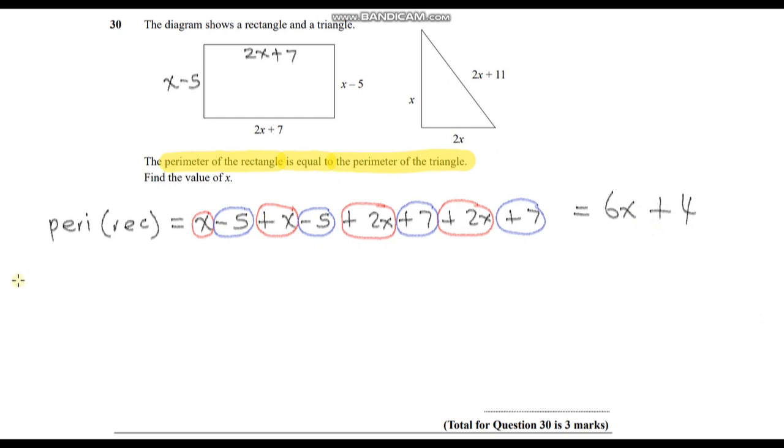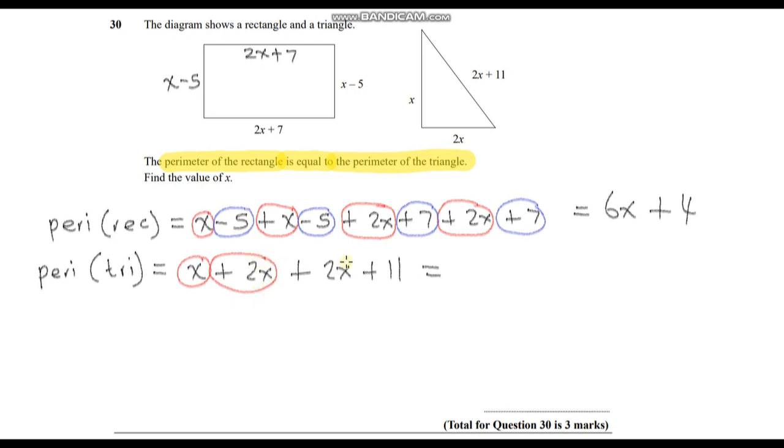And now let's do the perimeter for the triangle. Okay, so again, we're going to add up all of the side lengths. So we've got x plus 2x plus 2x plus 11. Okay, and we can simplify that. So just like I did before, if we add up all of the x terms, so we've got x plus 2x plus another 2x, that gives us 5x, and then we've just got plus 11. Okay, so we've written an expression for the perimeter of both shapes.